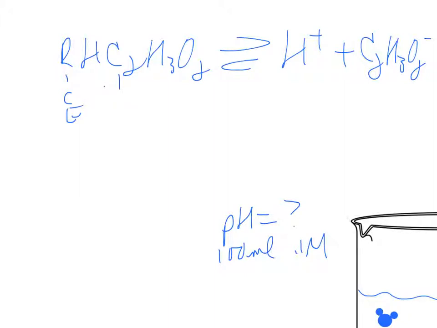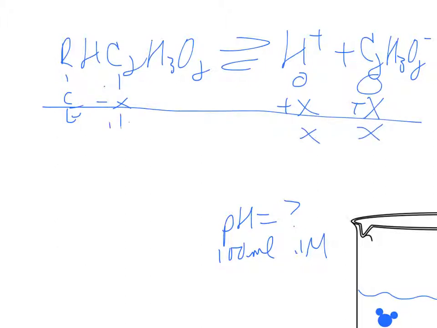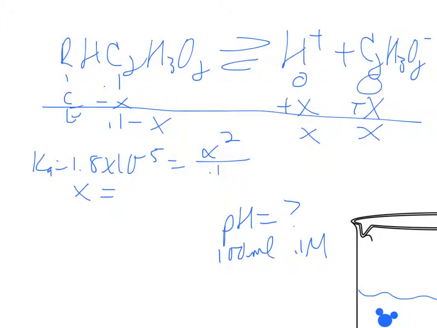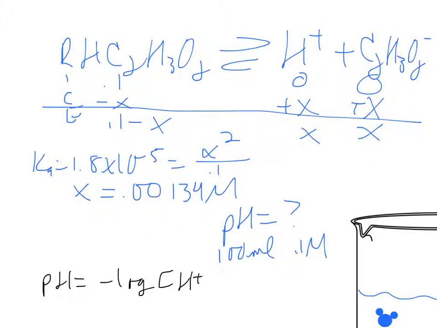So I have 0.1 molar. None of this to start with. Minus X. Water is a pure liquid, which I didn't put in here, but that's okay. Plus X. At equilibrium, this is going to be X, X, 0.1 minus X. We said our Ka was 1.8 times 10 to the negative 5 molar, which is products over reactants. When I solved for X, I got 0.00134 molar. So I plug that into my pH equals negative log of hydrogen ion concentration.